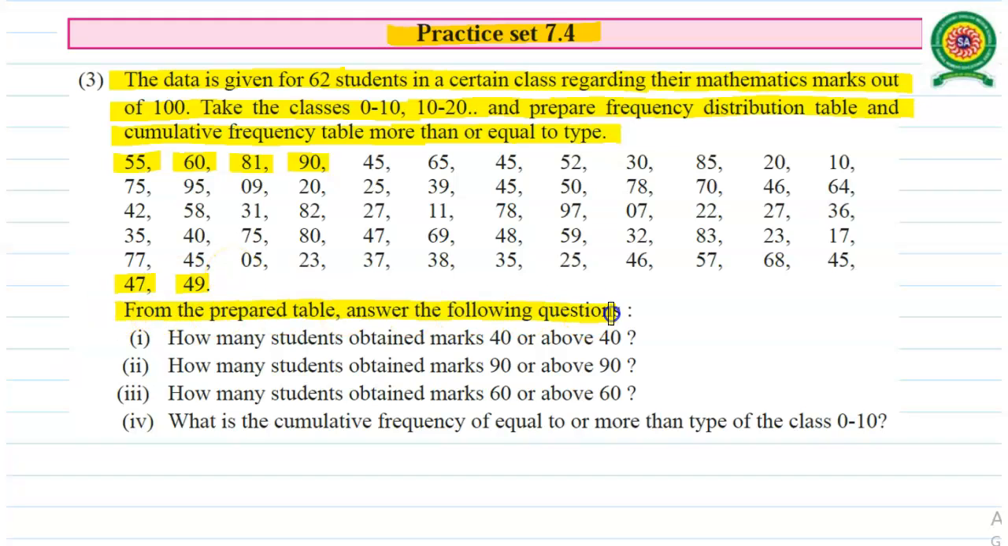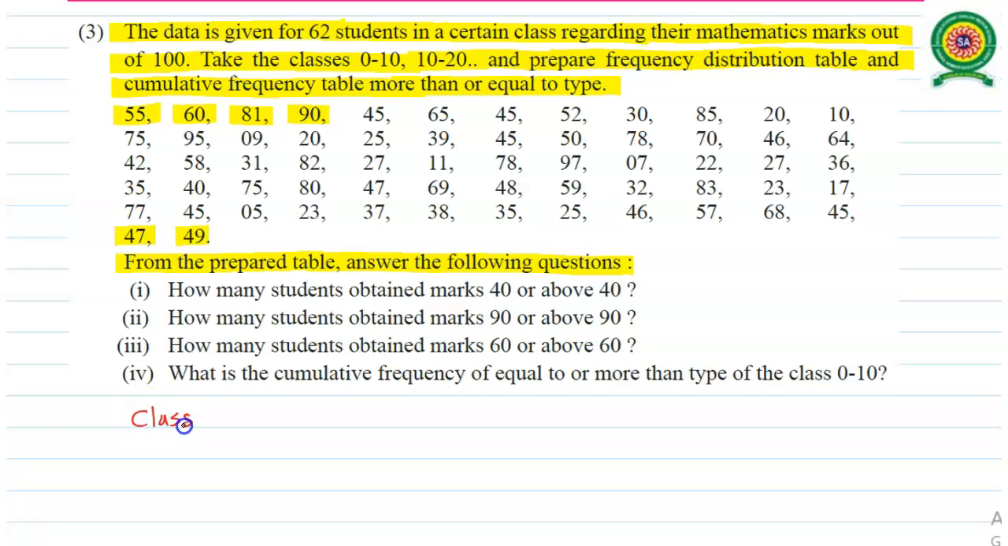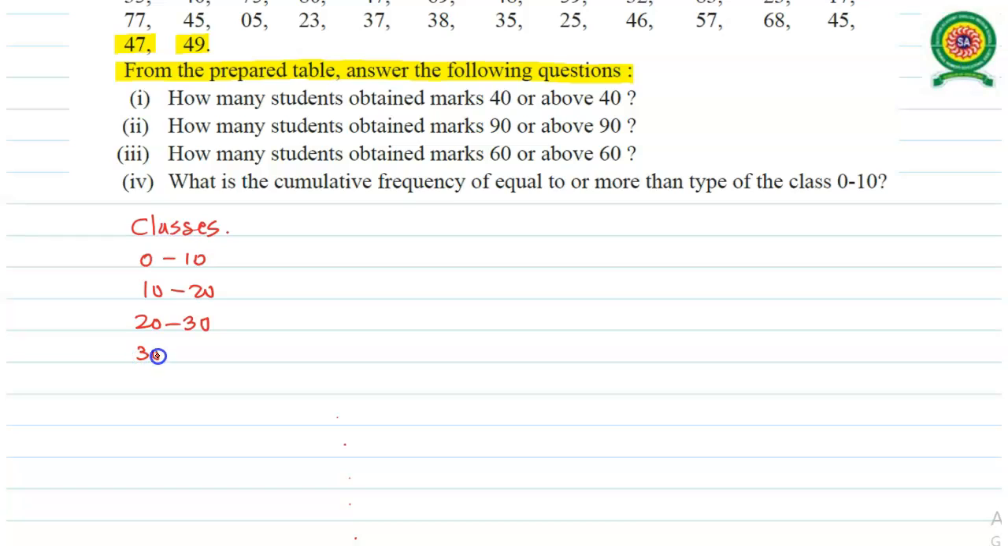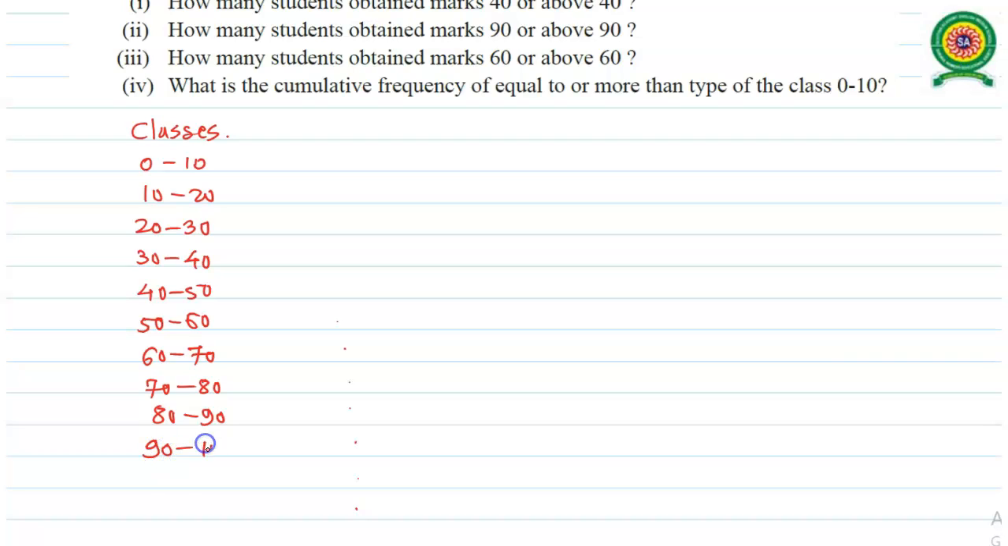From the prepared table, answer the following questions. So let's try to prepare firstly the table. So that we are having first be the classes, that means marks obtained by the students. We have 0 to 10, 10 to 20 marks, 20 to 30 marks and so on. Maximum marks we have 100. So let's try to prepare such classes: 30 to 40, 40 to 50, next 50 to 60, 60 to 70, 70 to 80, 80 to 90 and last class we have 90 to 100.